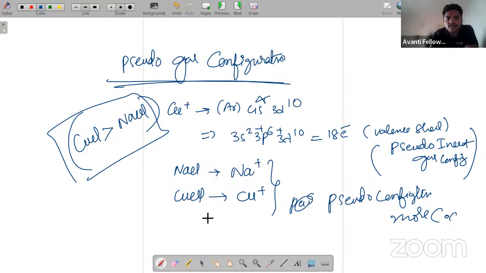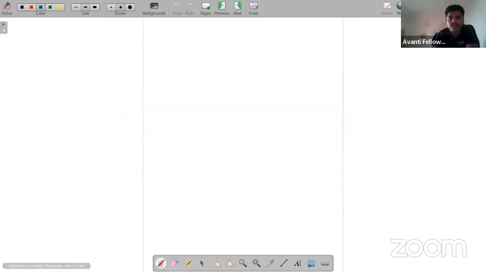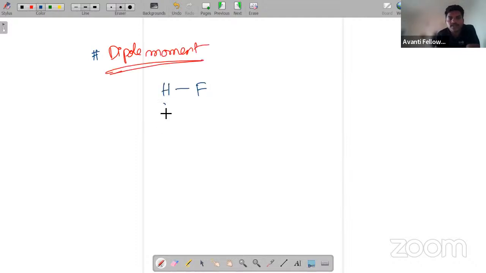Next, another most important topic, last but not the least: we are talking about dipole moment. Here it will get delta positive charge and delta negative charge, because the shared pair of electrons is shifted towards fluorine.